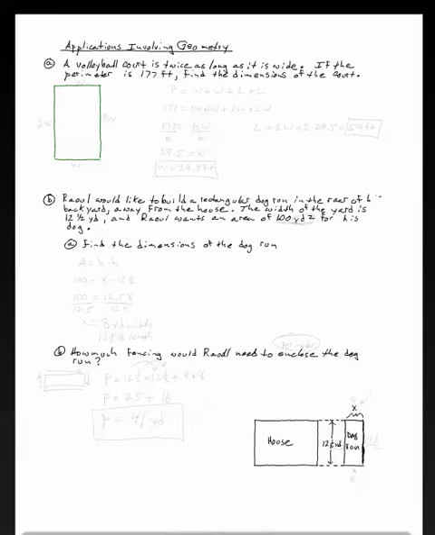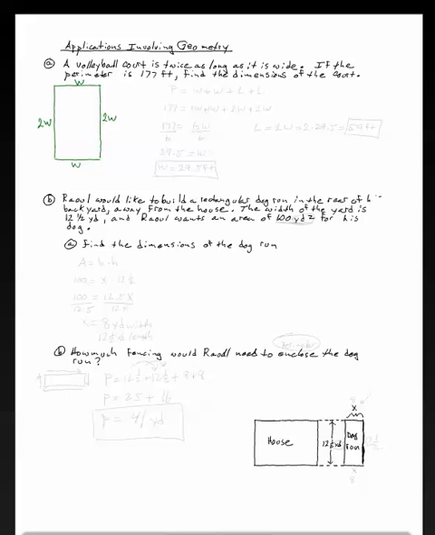It doesn't tell us anything about how wide it is, so that's our variable. We'll call the width W. But once we know the width W, we know it's twice as long, so it's 2 times the width, or 2W. Since it's a rectangle, the other width is also W, and the other length is also 2W.